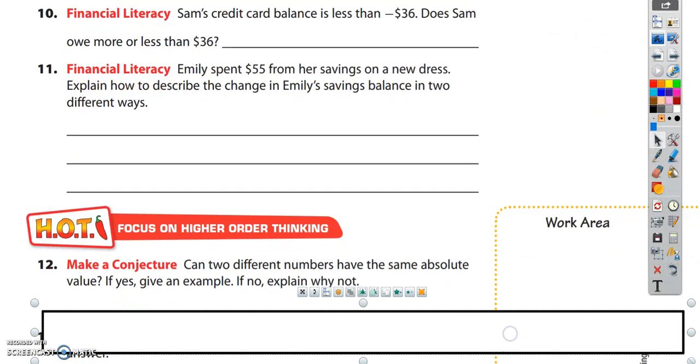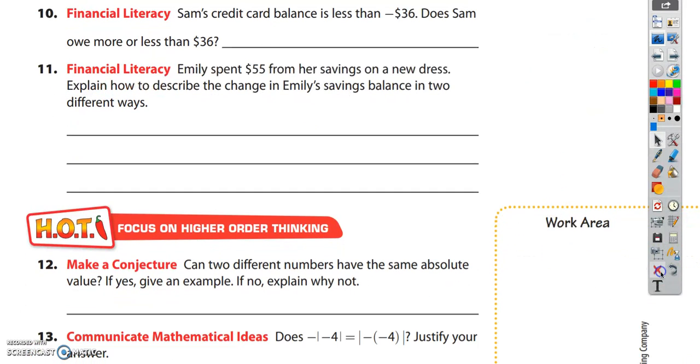Question 11 is financial literacy. Emily spent $55 from her savings on a new dress. Explain how to describe the change in Emily's savings balance in 2 different ways. So one way to do that would be to just say that spending $55 is a negative. So I'm just going to go, she spent $55, that's a negative. So the first way is to write negative 55.